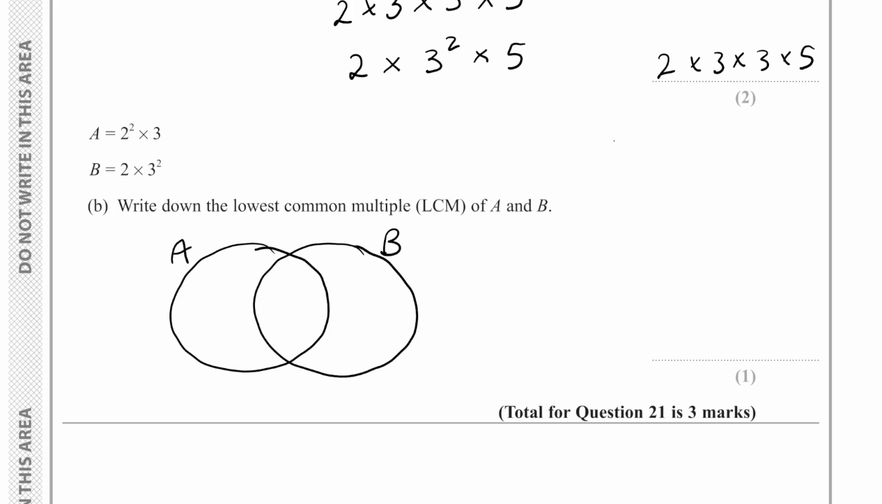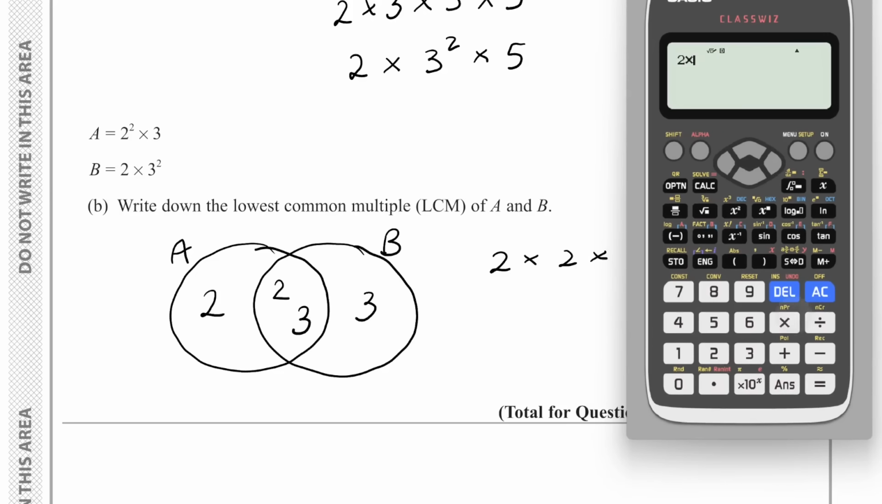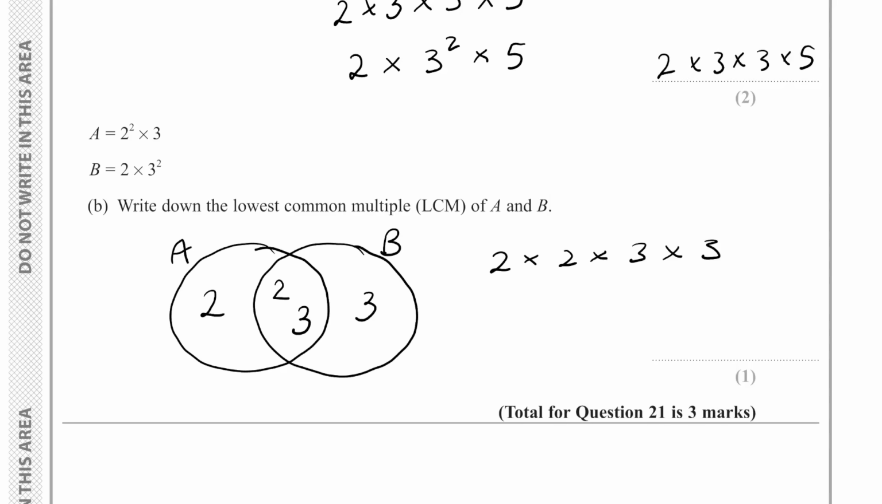Another way of doing it is to write a Venn diagram. So we've got A and B in common. They've got a 2 and a 3. A's also got another 2, and B's also got another 3. And the lowest common multiple is all of these times together. So we don't double count the 2 and the 3. It's just 2 times 2 times 3 times 3. And if we type that into the calculator, 2 times 2 times 3 times 3 is 36.